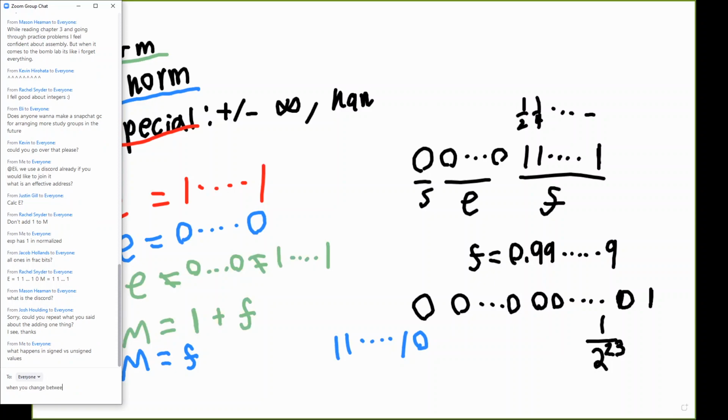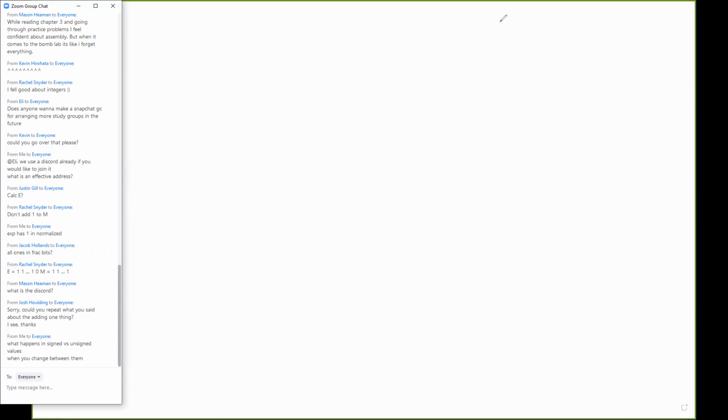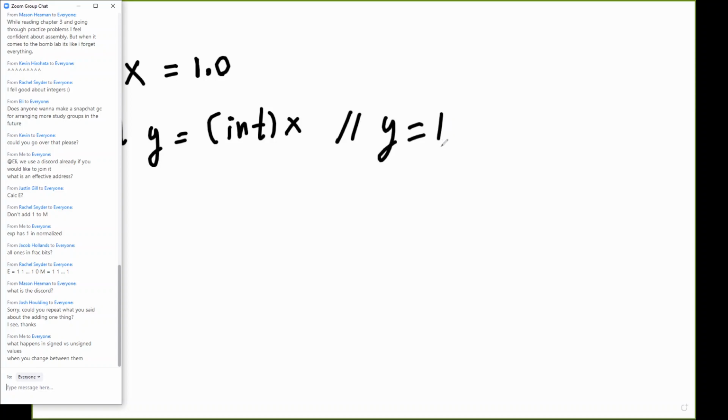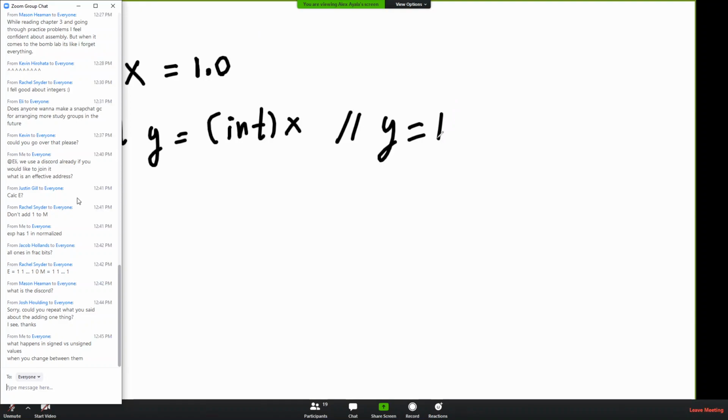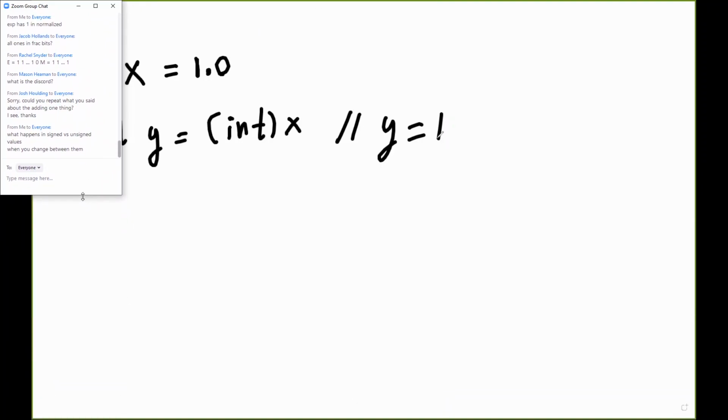What happens in signed versus unsigned values? Okay, yeah, that's a good question. So when you change between them, that's going to be the interesting thing. It's very important that you know the difference between casting and just saying something is something. I know that sounded weird, but what I mean is if I have x, which is a float, and I say that's 1.0. If I then say that int y is equal to the cast of x, then y is effectively equal to 1. We don't get any type of weirdness that occurs here. The weirdness will occur if we just looked at the binary of x and said, whatever that binary is, we are now going to be treating it like an integer.